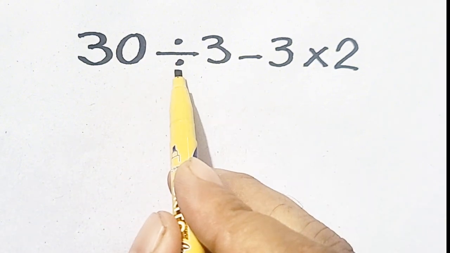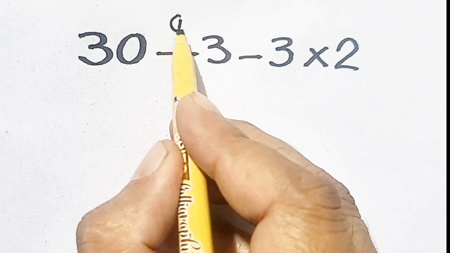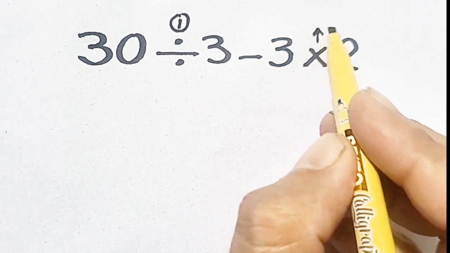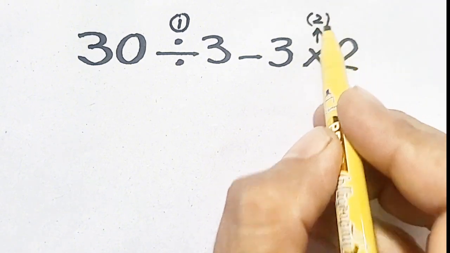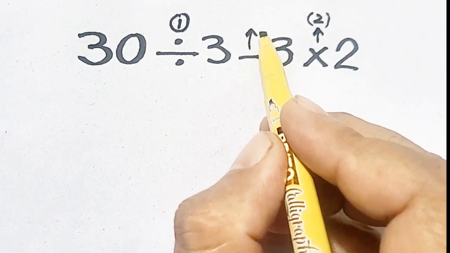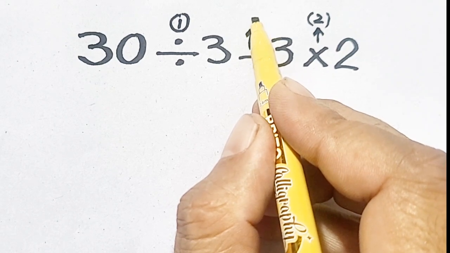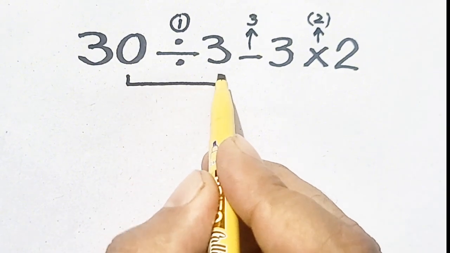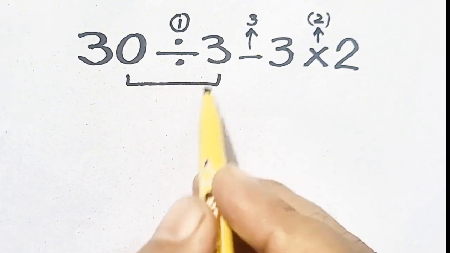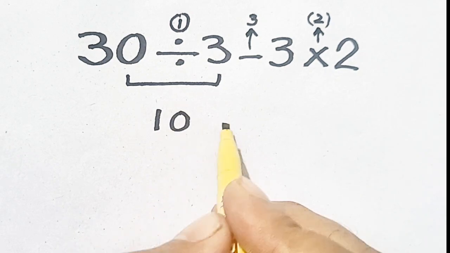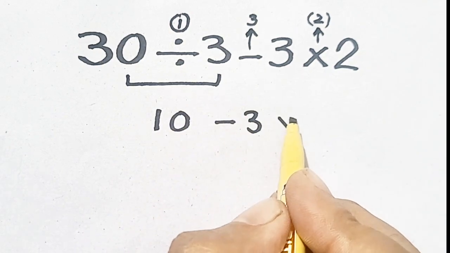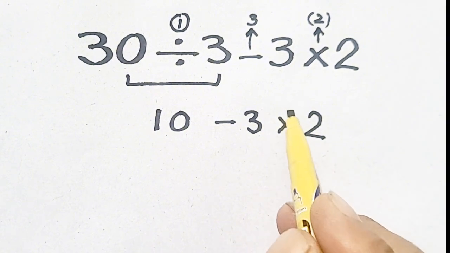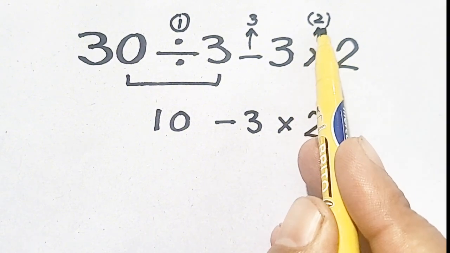So first, we have to divide. This division will be solved first, and this multiplication will be solved secondly, and this subtraction will be solved at third place. Okay, so first of all, we will solve this division. 30 divided by 3 will be equal to 10 minus 3 times 2. Now, it's turn of multiplication because it is second operation.